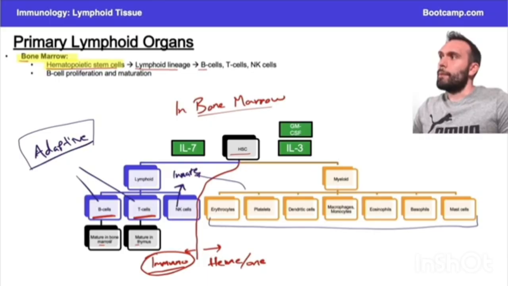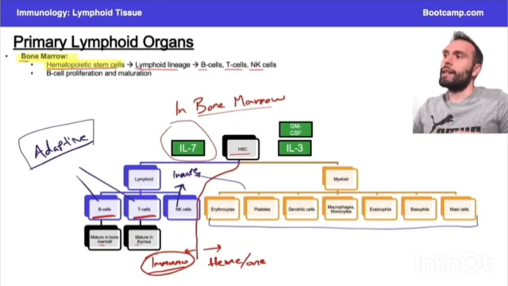Okay, but remember that all three, the B cells, the T cells, and the natural killer cells, all form from hematopoietic stem cells that undergo differentiation into the lymphoid lineage. And this is stimulated by interleukin-7. We're going to talk about this in great detail to come. And again, the big point here: B cell proliferation and maturation happening here in the bone marrow.